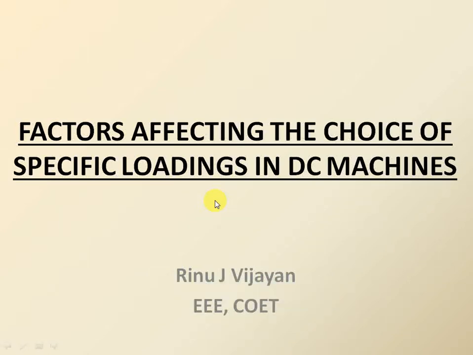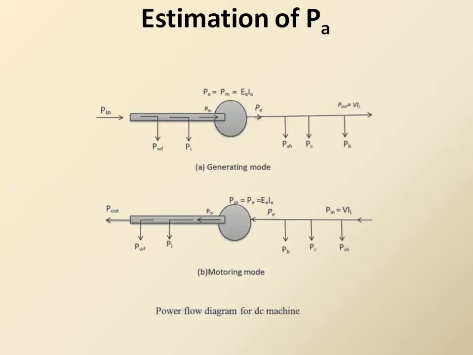Hi all, today we are going to handle the topic: the factors which are affecting the choice of specific loadings in DC machines. This is a very important topic. Before looking into the factors, we will first study the estimation of armature power which is being developed in the DC machine. You are quite familiar with the power flow diagrams which you have studied in your electrical machines course.